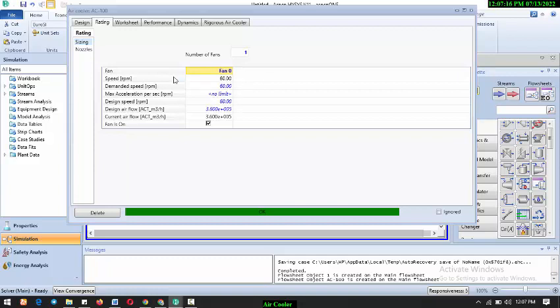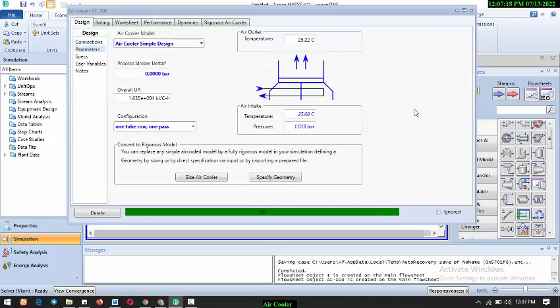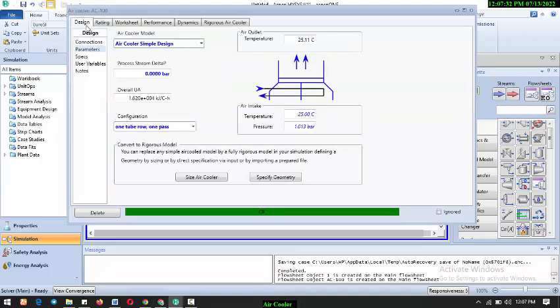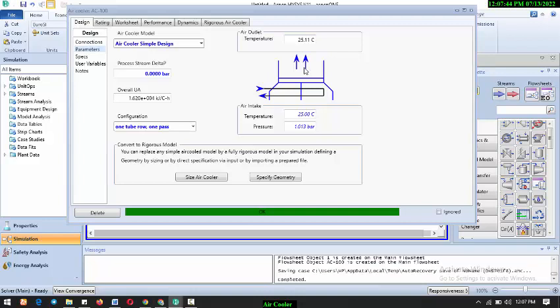So we're going to look at it again. If you come back here, you discover that our air outlet temperature is 25.22. If I add an extra fan, say I increase this to 2 fans, and we come back here, you will discover that this actually dropped from 25.22 to 25.11. So the higher the number of fans, the lower the exit temperature of the air.